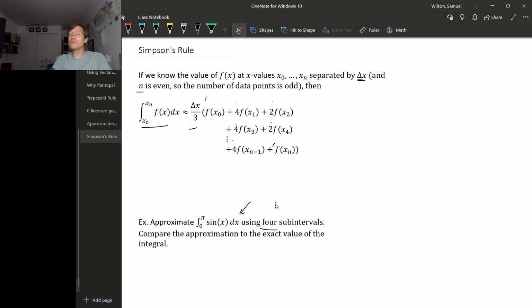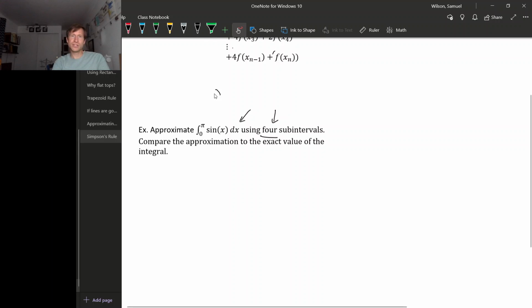Keep in mind that we're only using 4 subintervals, and using just 4 subintervals usually doesn't do a great job. If we use just 4 subintervals for right-hand endpoints or left-hand endpoints, it would not do a very good job. And if we used 4 subintervals for trapezoids, it would do a better job, but still not great. So let's see how Simpson's Rule does.